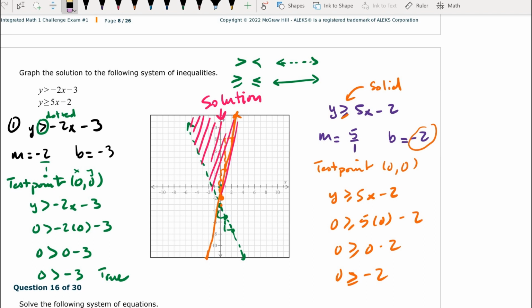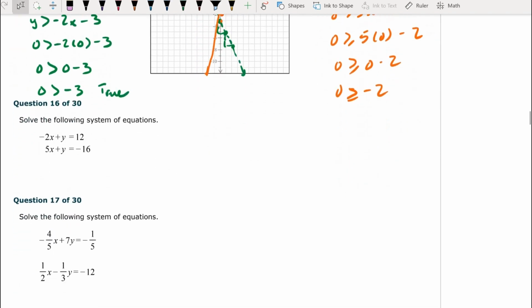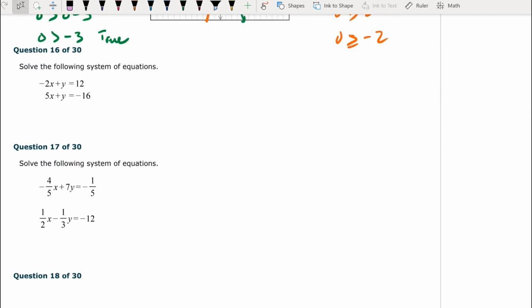Okay. Alright, we're on problem number 16. Solve the following system of equations. We have 2x plus y equal to 12 and 5x plus y equal to negative 16. Seeing the equations are already in standard form with x and y on the same side, we can solve the problem by elimination. As you see, the y terms look the same. So to eliminate y, you need opposite signs. So what we're going to do is multiply one of the equations by negative 1, or basically change the signs of the equation.